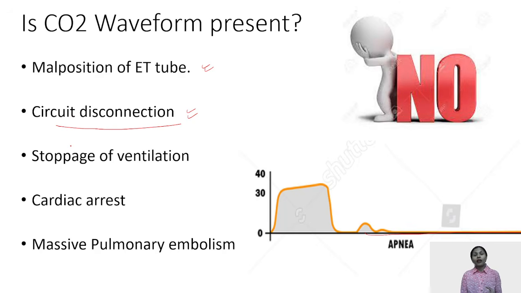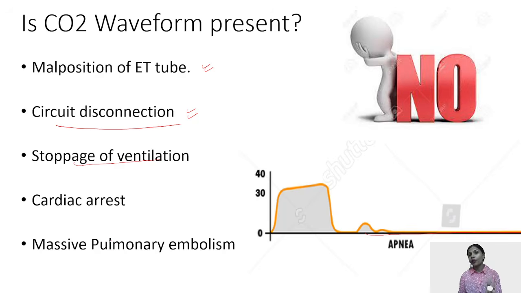Then one person can have a cardiac arrest. As soon as there is a cardiac arrest, there is no cardiac output, there is no perfusion in the body, and eventually no EtCO2 will be produced. There is a stoppage of ventilation, the ventilator has failed. The ventilator, which was delivering oxygen or the respiratory gases to the patient, has suddenly stopped, and there is no ventilation to the patient. This will lead to no EtCO2 because there is no exchange of gases. And lastly, we can have a massive pulmonary embolism.